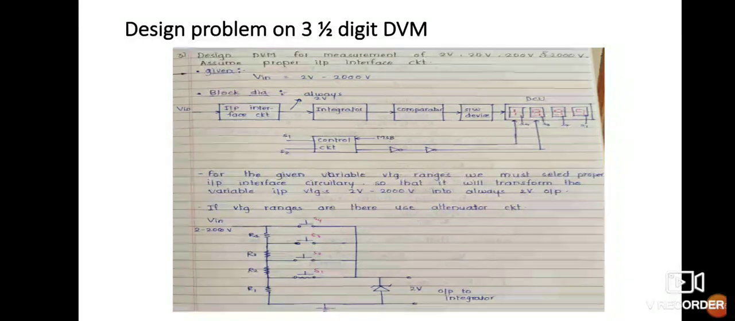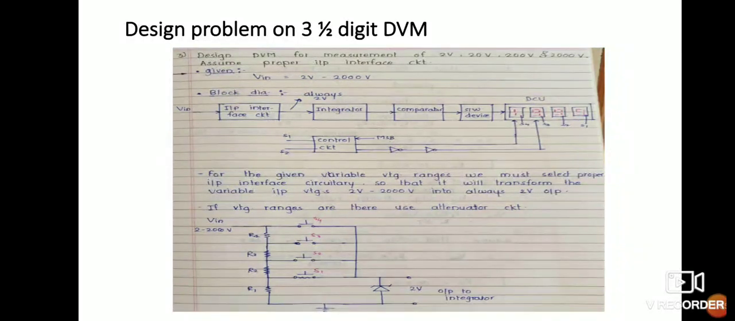So we can start. First of all, we will discuss the different steps to design the DVM. The first step will be the design of the input interface circuit. Second will be the design of the integrator circuit. Third will be the design or selection of the comparator circuit. Fourth will be the design of the switching and control circuit. And fifth will be the design of the overall circuit, that is the DVM.